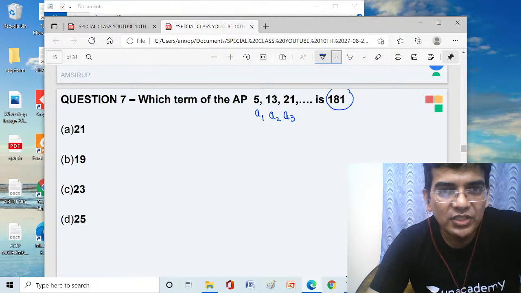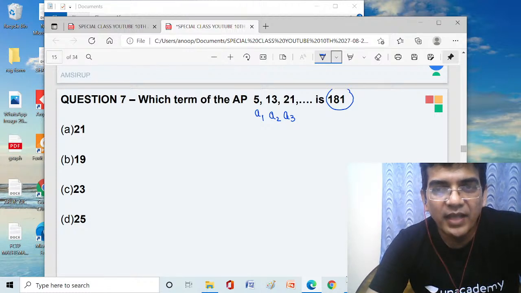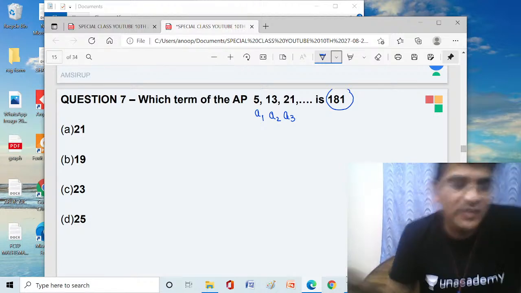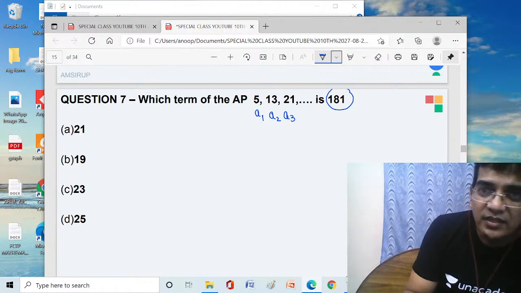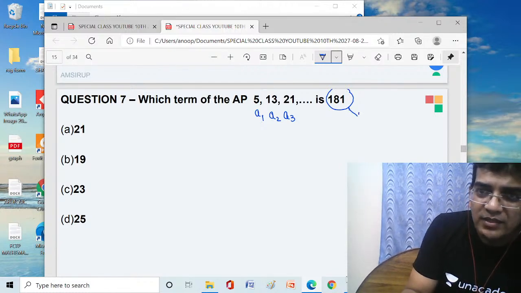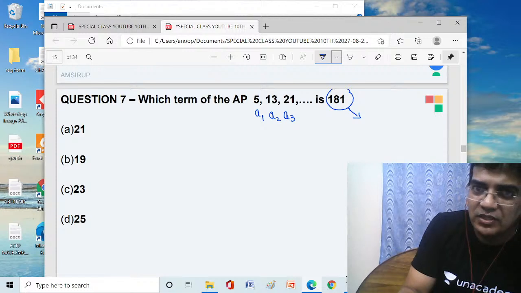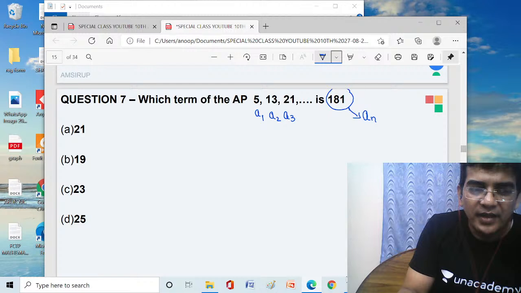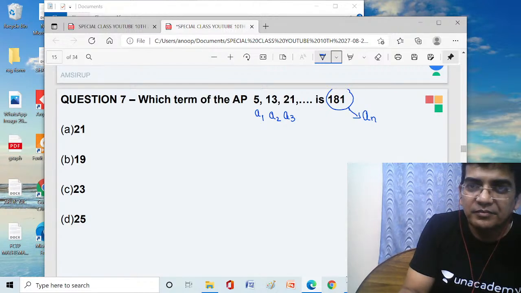They are saying which term of the AP. So they have given you an AP, and we are naming the three terms of the AP as A1, A2, A3. And now they are asking which term is 181. So what I can say, if this term is not known to me, that which term is this, I can consider it as the nth term.